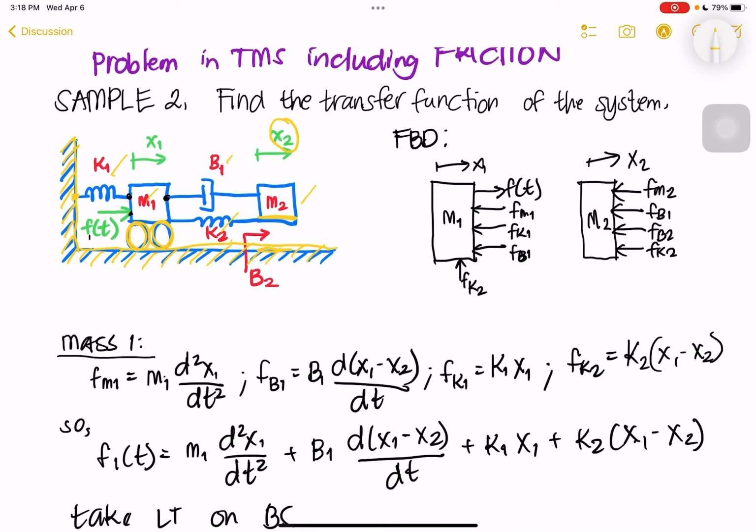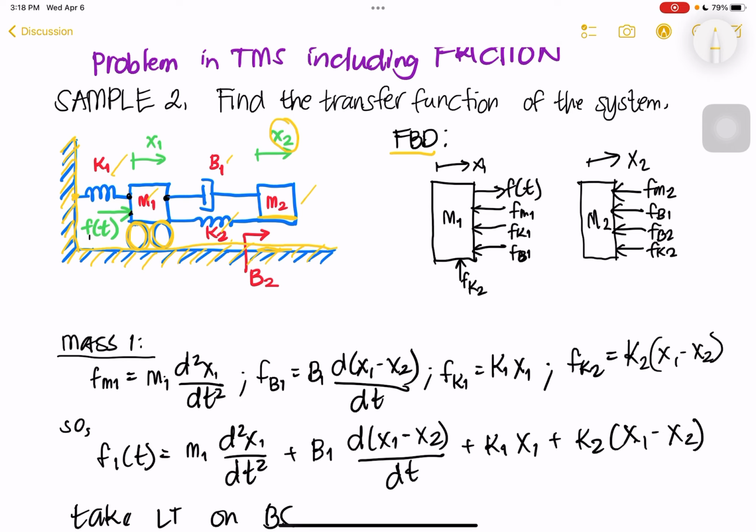So step 2, we will have to draw the free body diagram. Again, the number of free body diagrams required depends on the number of masses. So we have M1 and M2, therefore we have 2 free body diagrams.